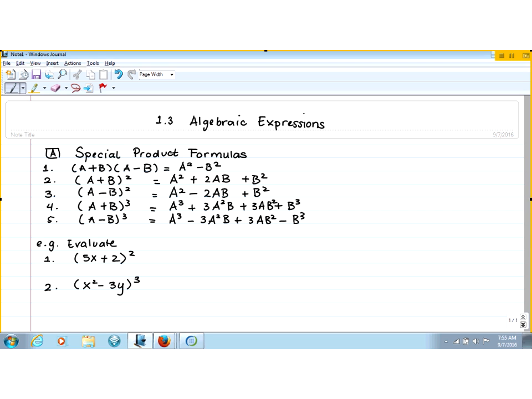So in this case, what is your A and what is your B? So 5x is A, that's right. 2 is B, okay. All right, so what was the formula?